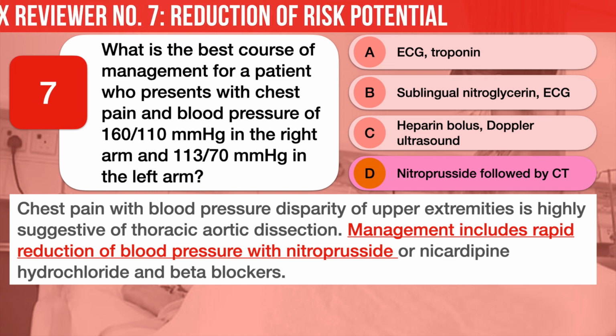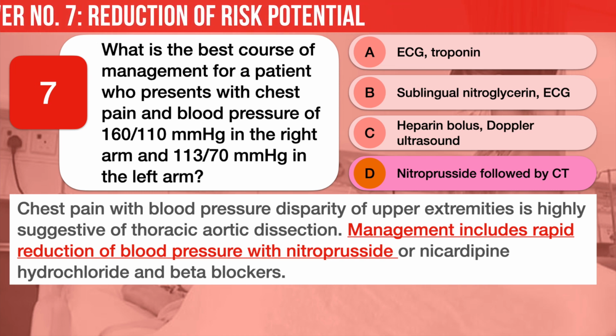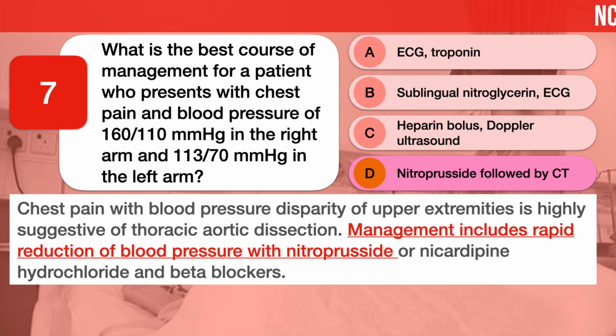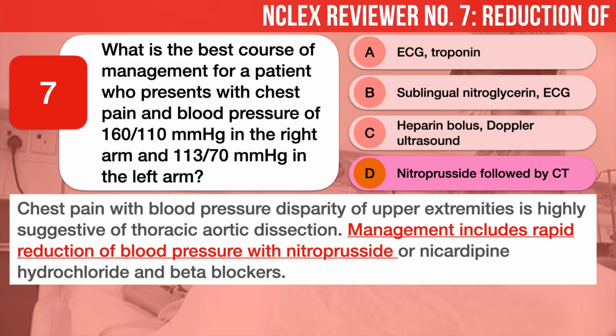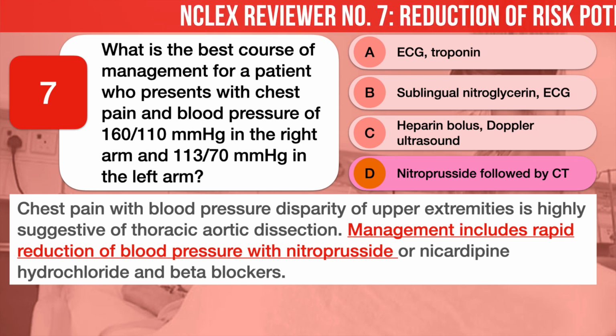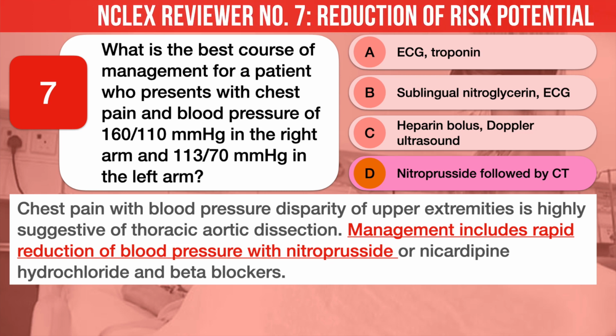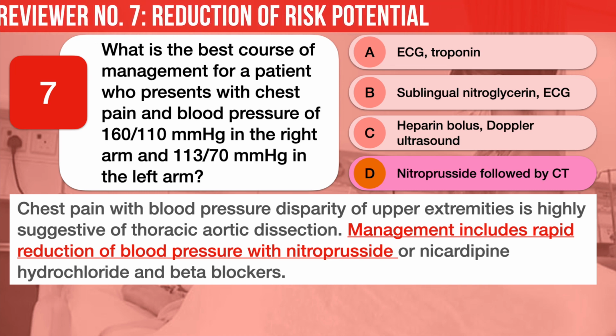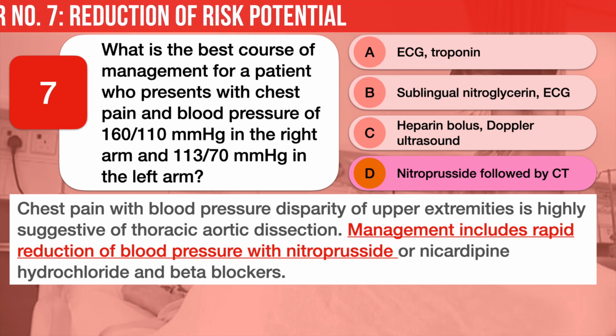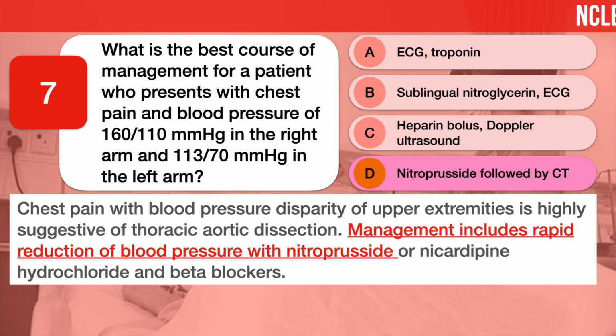Management includes rapid reduction of blood pressure with nitroprusside or nicardipine hydrochloride and beta blockers. Beta blockers are used to reduce arterial delta pressure per delta time. Initially, therapeutic goals include pain control and blood pressure reduction. Systolic blood pressure of 100 to 120 mm of mercury is ideal, or as low as the patient can tolerate and maintain perfusion of vital organs.